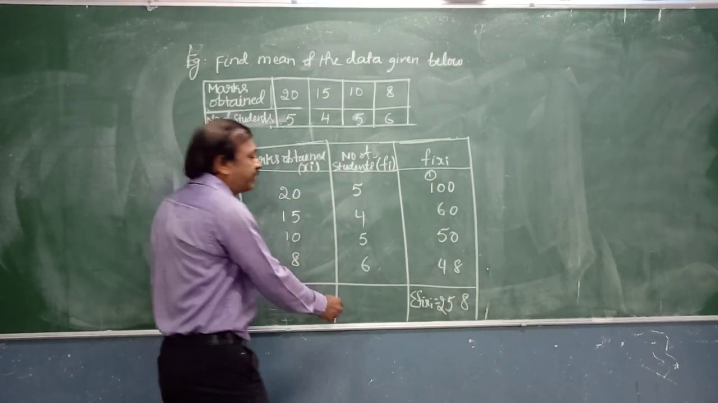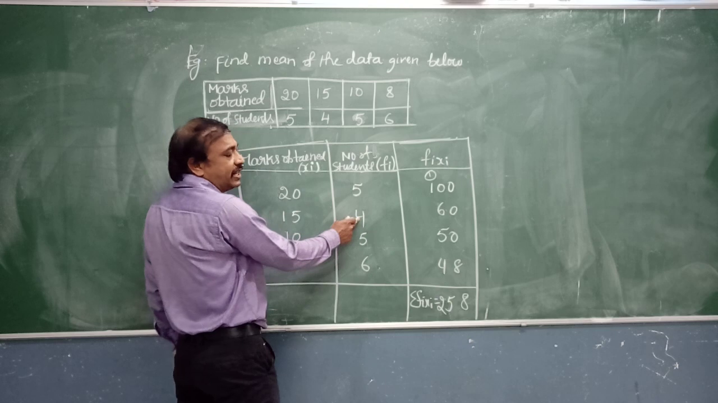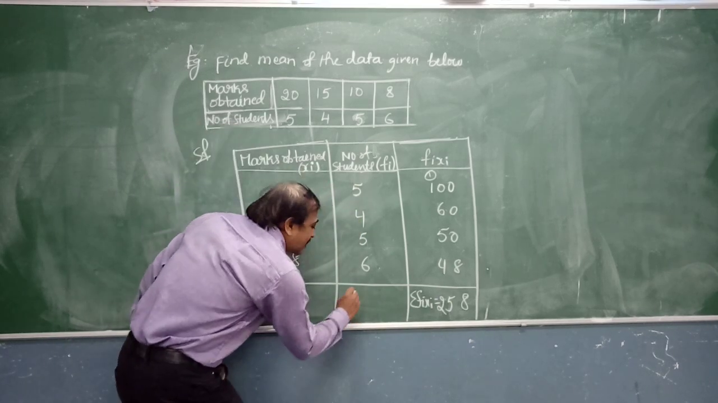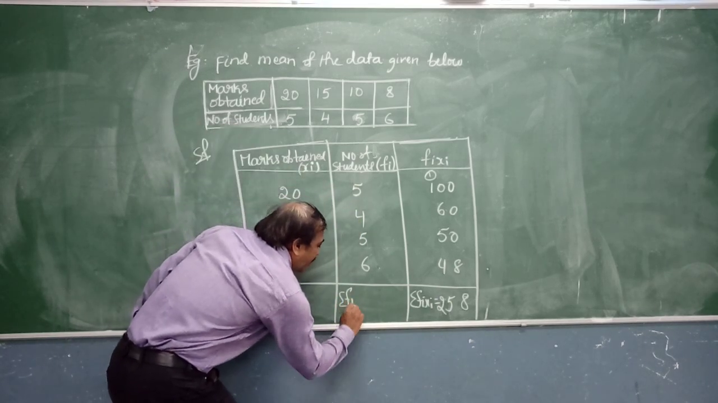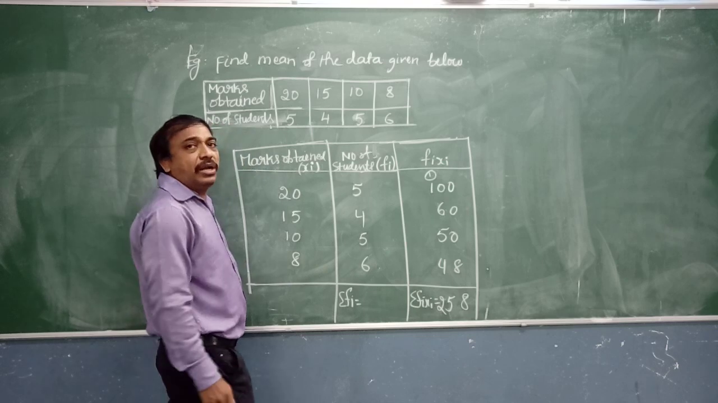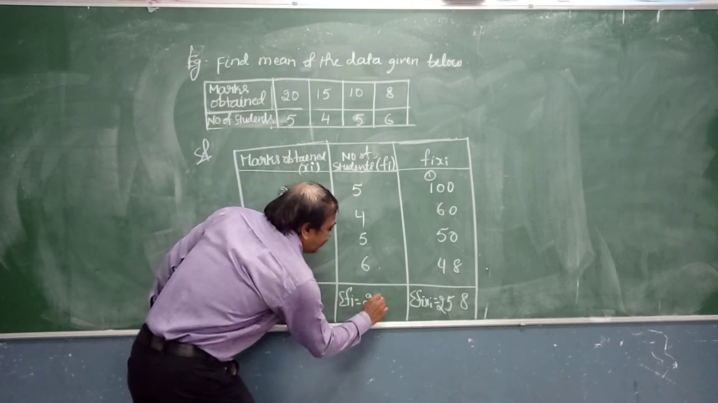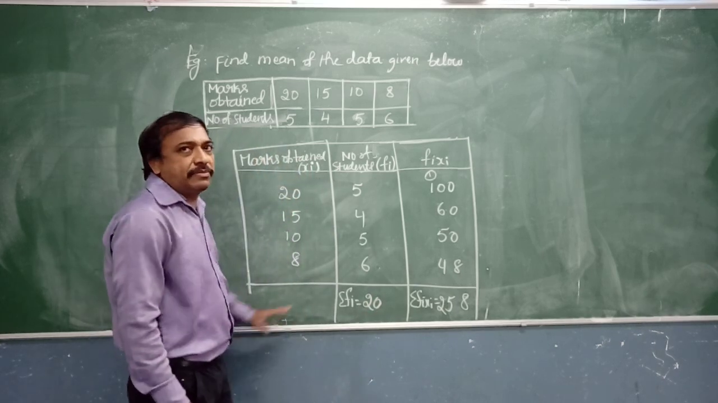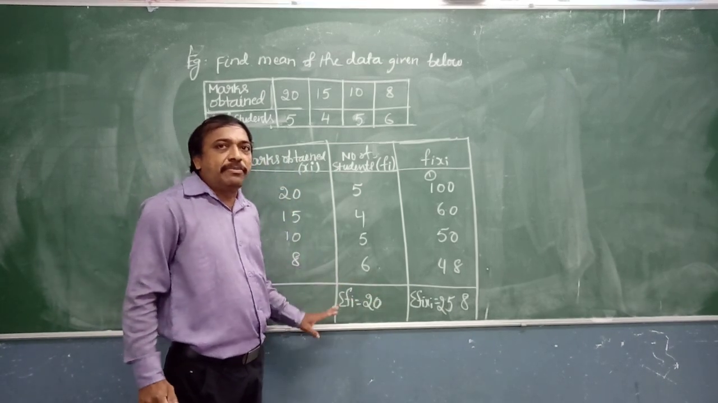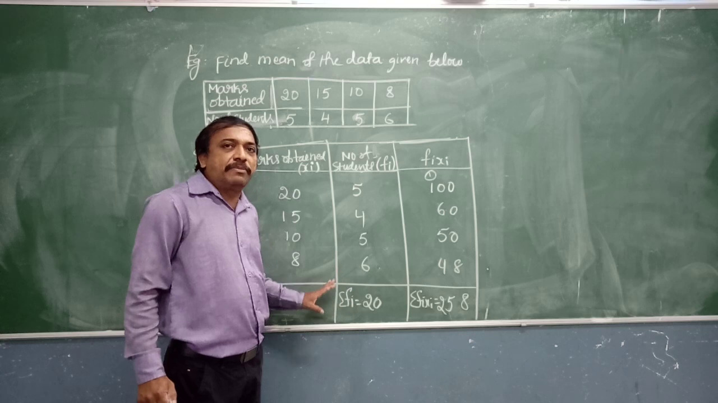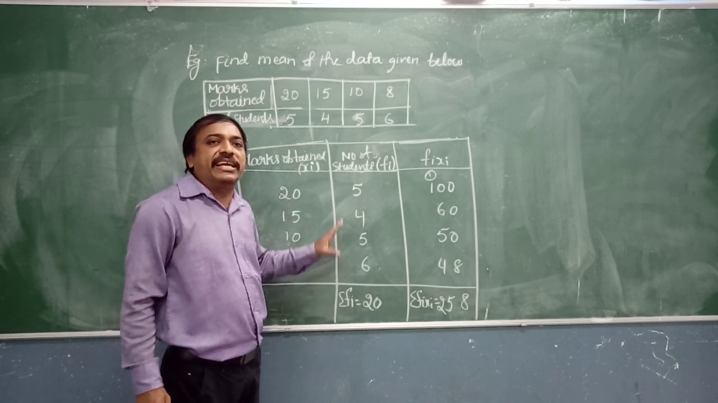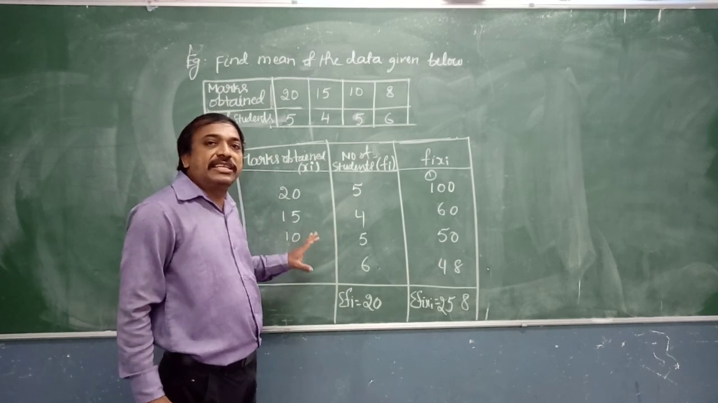Now see the total frequency: 6 plus 4 is 10, 5 plus 5. So this is called sigma fi. Total frequency is called sigma fi, so this is 20. This is called total frequency sigma fi. Now sigma fi xi by sigma fi, or shortly we write sigma fx by sigma f.